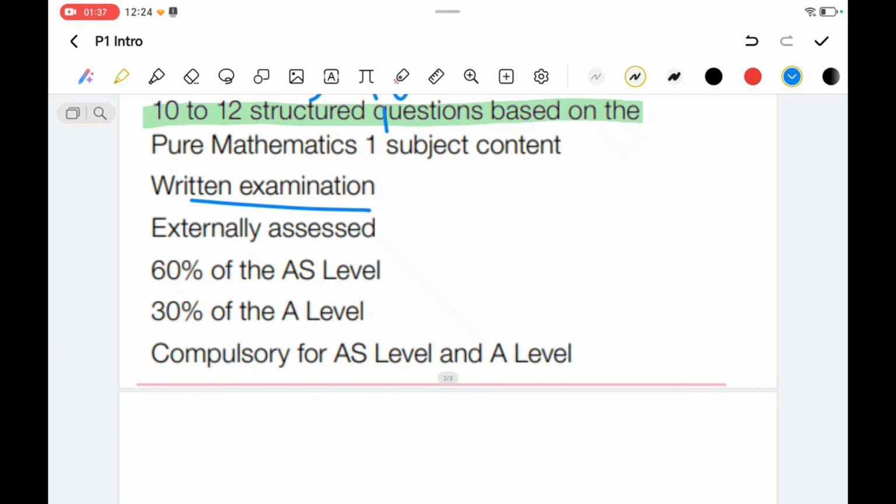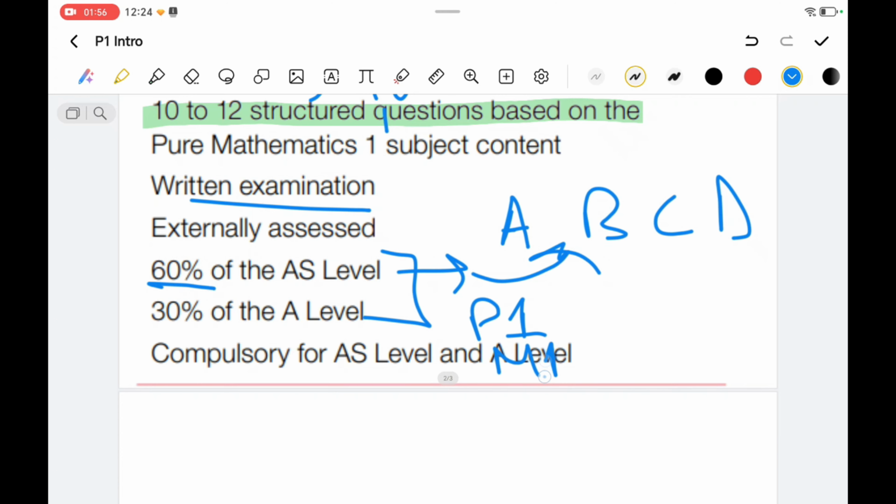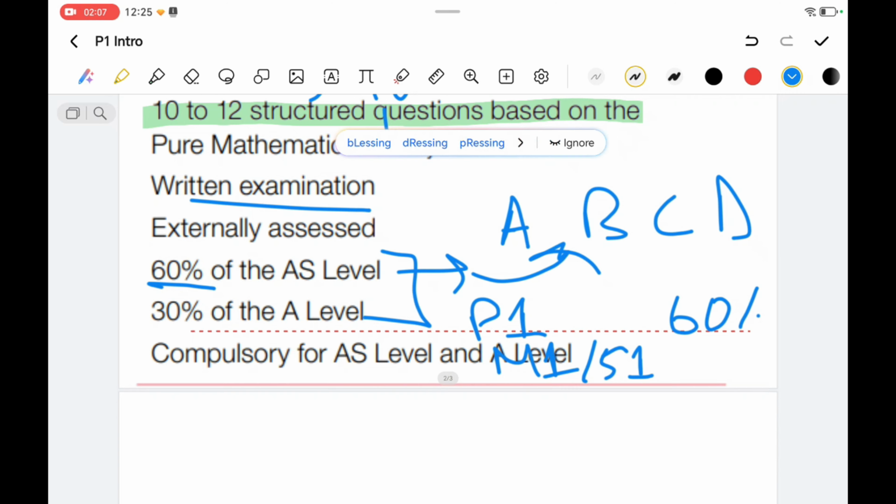This is the weightage of P1. It is 60% of AS level. In AS level, we usually get the highest grade of A, then B, C, D. How these grades are made is determined by the weightage of AS level. Usually students opt for P1 and M1 in AS, or may go for P1 and S1 in AS also. So P1 is 60% in AS, and M1 or S1 is going to be 40%.